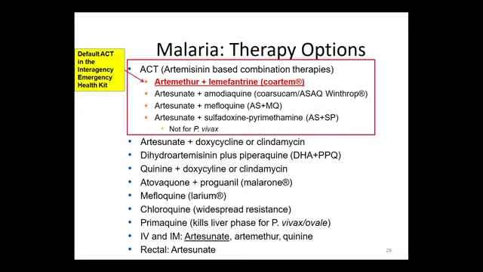mefloquine, chloroquine, which has widespread resistance for the moment but is still used in some regions, primaquine, which kills the liver phase for vivax and ovale. Intravenous or intramuscular artesunate or artemether or quinine may be given, and even artesunate may be given in rectal forms.